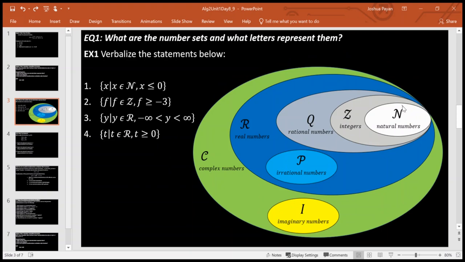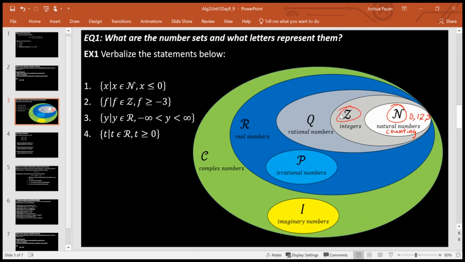Okay, so the most specific type would be the natural numbers, right? And natural numbers are the counting numbers, right? So these are the numbers we use for counting. And depending on what book you read, it includes zero. I'm going to go ahead and include zero: 0, 1, 2, 3, 4, 5, 6, on and on and on. Those are your natural numbers.